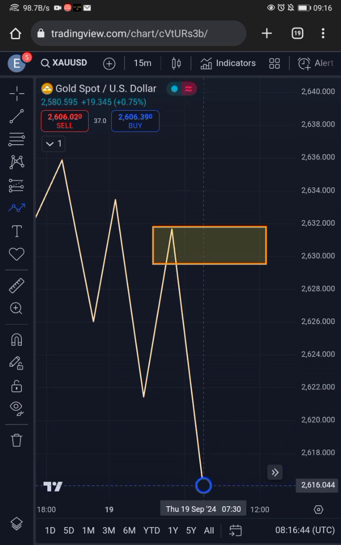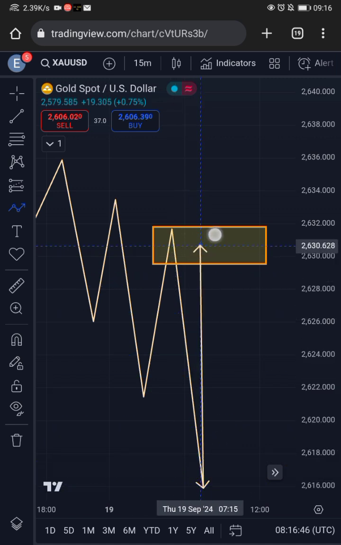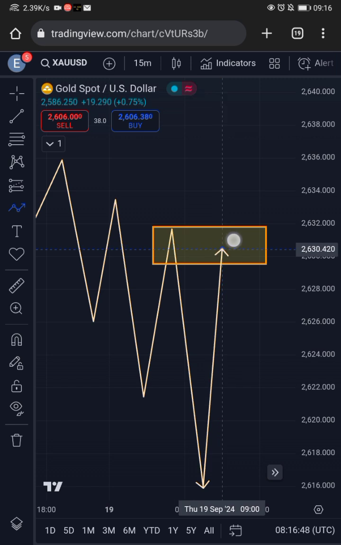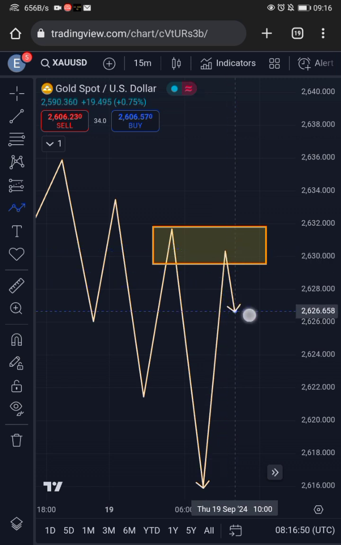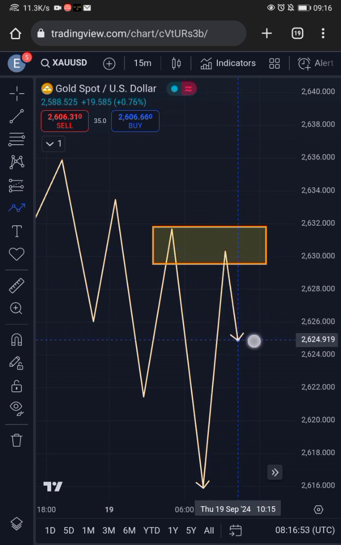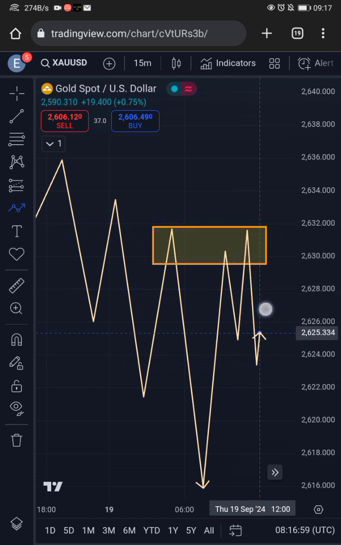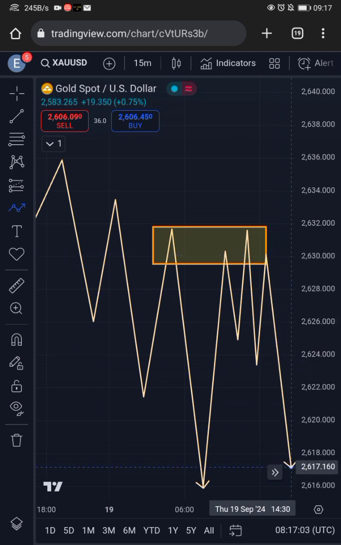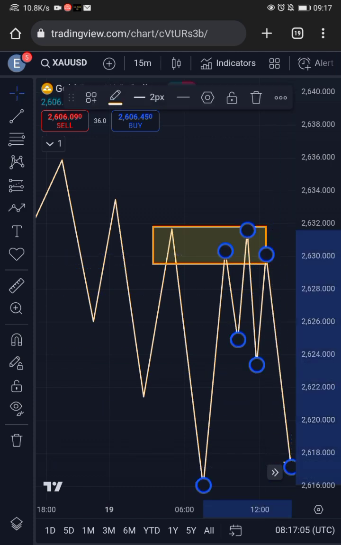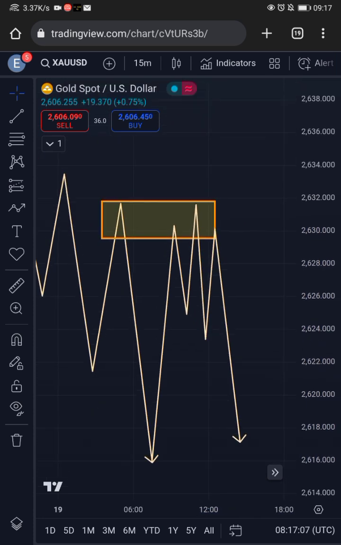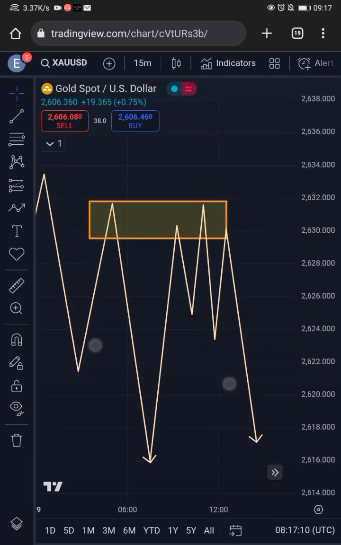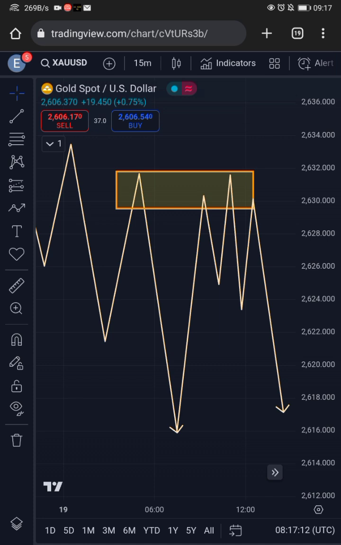We wait for the market to pull back to this point. Once the market pulls back to this point, we will look for a reason to take a trade. We look for a reason, then we take a trade in the direction of where the trend was going. So this is another type of market structure.